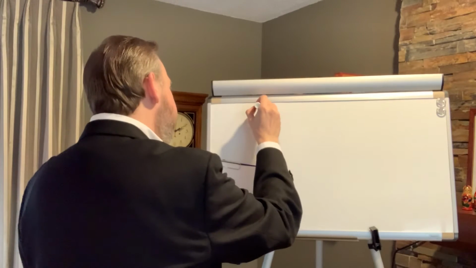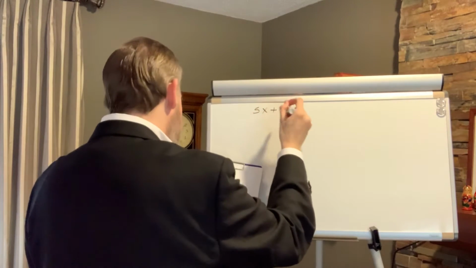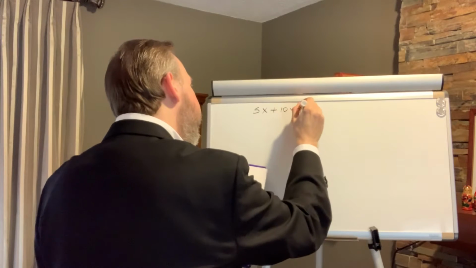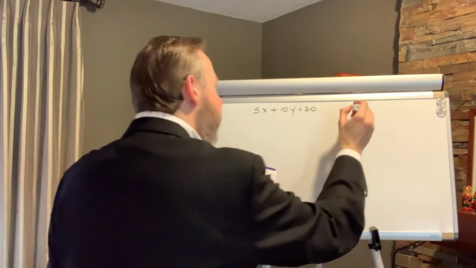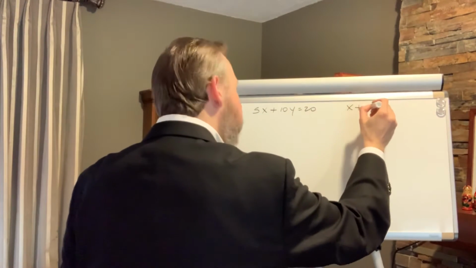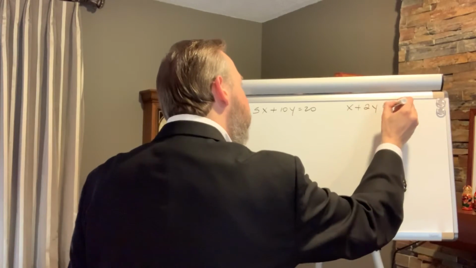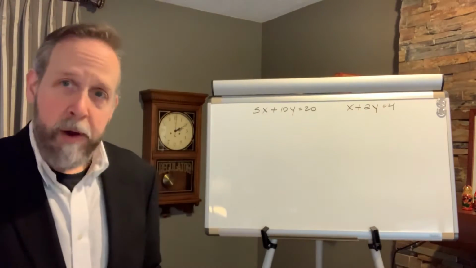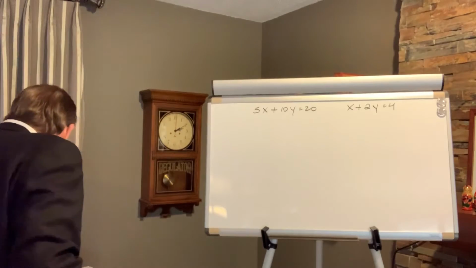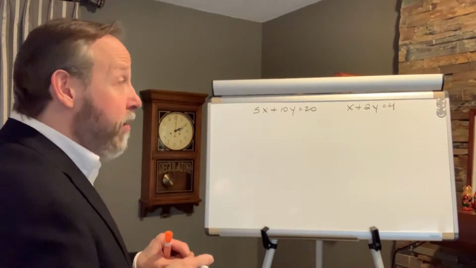So here's my example. I have 5x plus 10y equals 20, and I have x plus 2y equals 4. All right. Again, I have to put them in graphable form. They're both in standard this time.